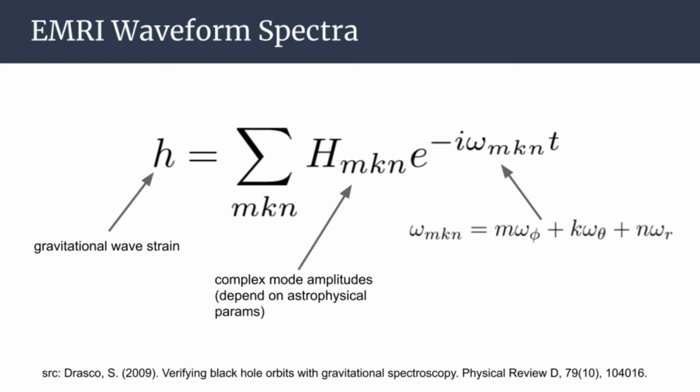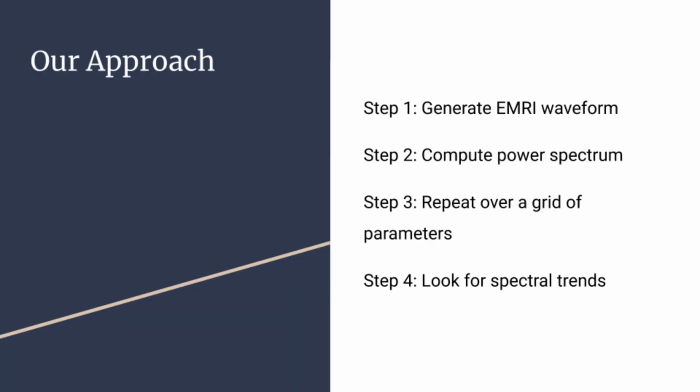The complex mode amplitudes, h_mkn, for an arbitrary observer depend on intrinsic parameters, specifically the ones I listed previously. In a 2009 follow-up publication, Drasco derives an expression for the power radiated at a given frequency and uses this to show how mode contributions vary with astrophysical parameters. In a broader sense, he showed that EMRI spectra do have structure, and that structure can be understood in relation to astrophysical parameters.